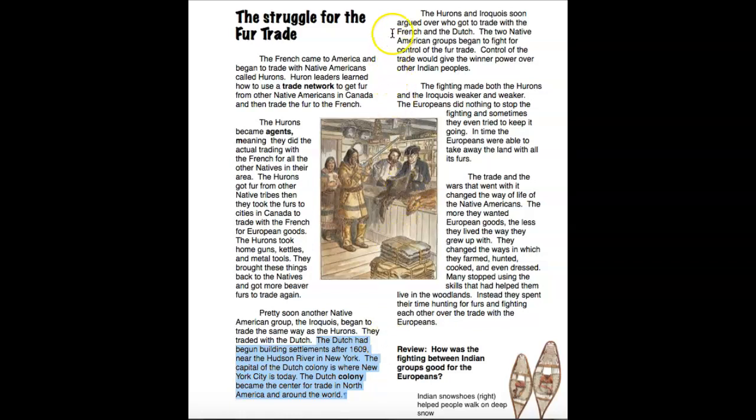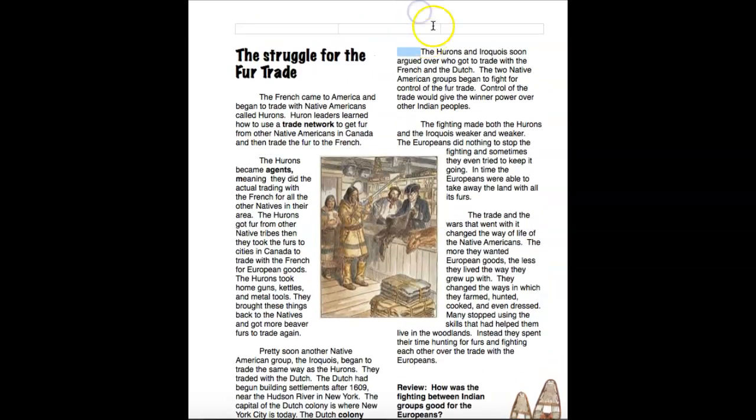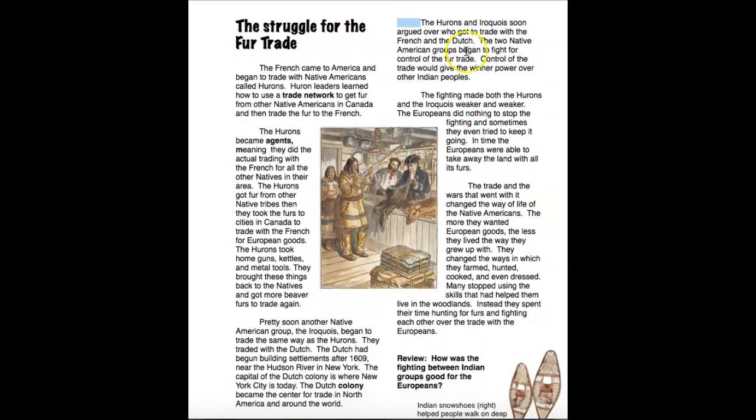Wow. Good information there, but nothing about what they got except for furs, but we already know that they got furs. The Hurons and Iroquois soon argued over who got to trade with the French and the Dutch. The two Native American groups began to fight for control of the fur trade. Control of the trade would give the winner power over other Indian peoples.